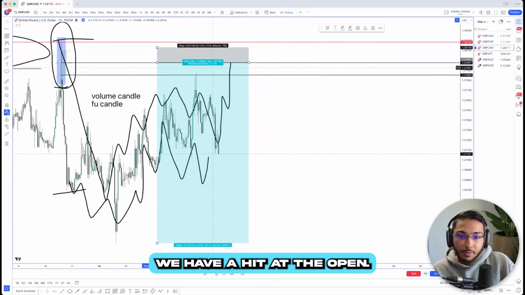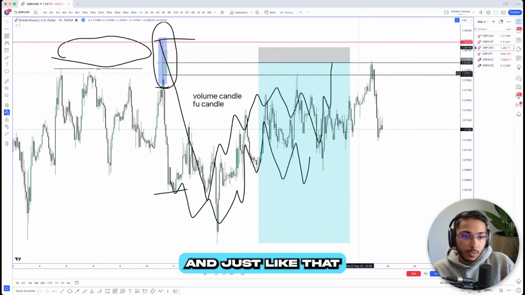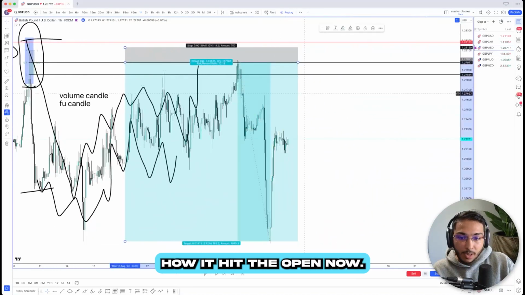So right there, we have a hit at the open. Let's see if it ever comes back to the 50%. Boom. And just like that, it hits the 50. Notice how it hit the open.